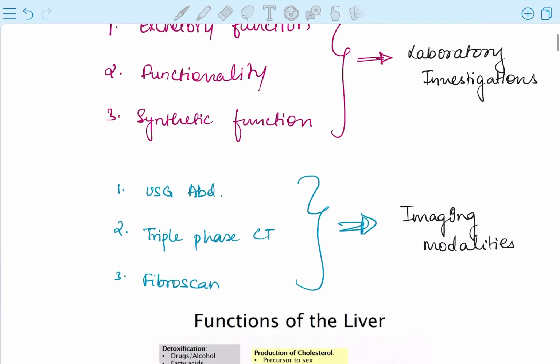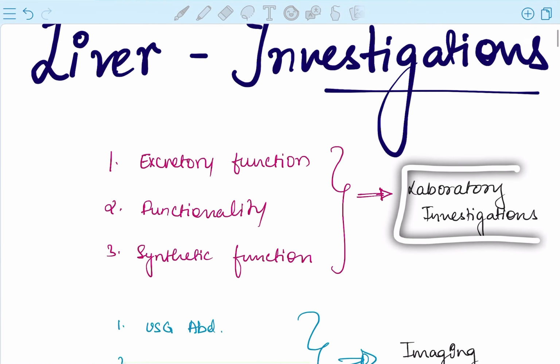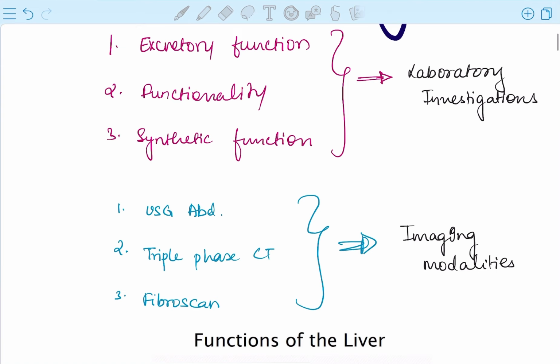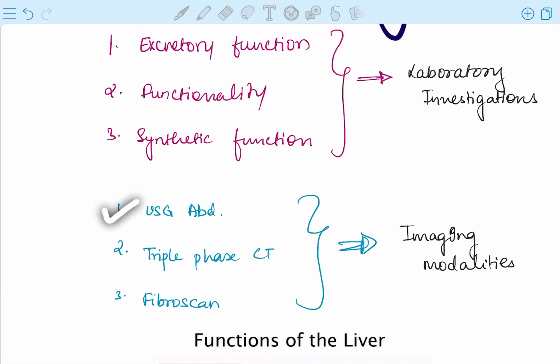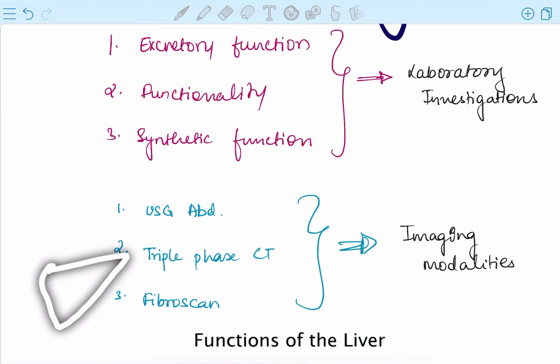In order to assess these functions, we have lots of laboratory investigations, and to know the anatomy or any other functional disorders, we have the imaging modalities. So it is through the ultrasound abdomen and the triple phase CT, which is a form of contrast CT. CECT is a very important modality in the aspect of liver. We also have FibroScan, an important aspect of medicine when compared to surgery. It helps to know how much cirrhosis or fibrosis has happened in the liver.